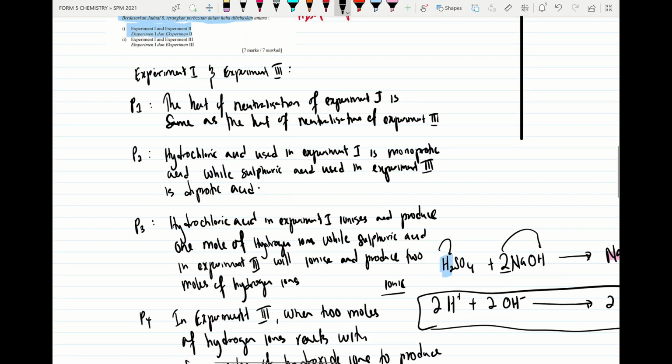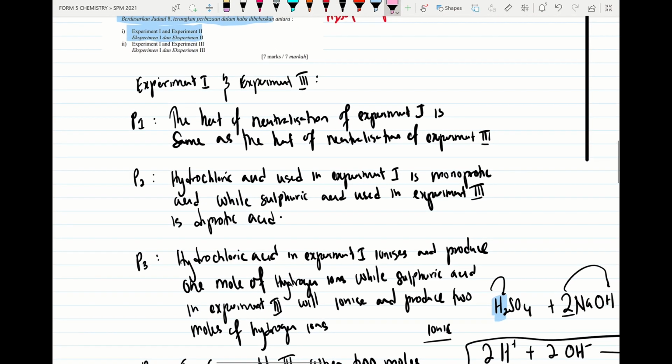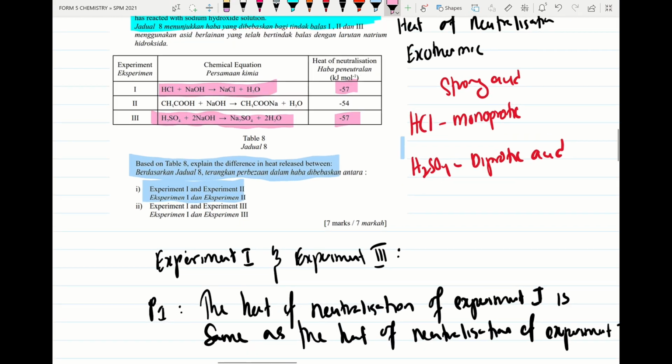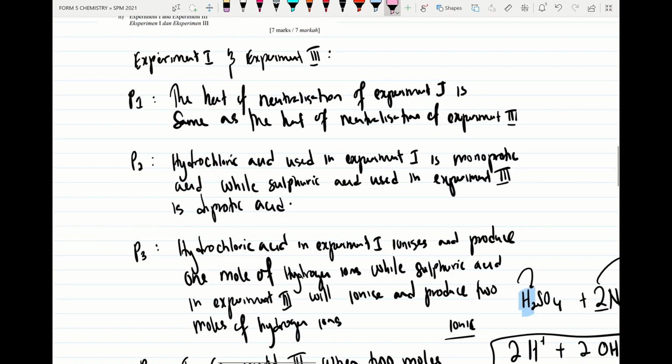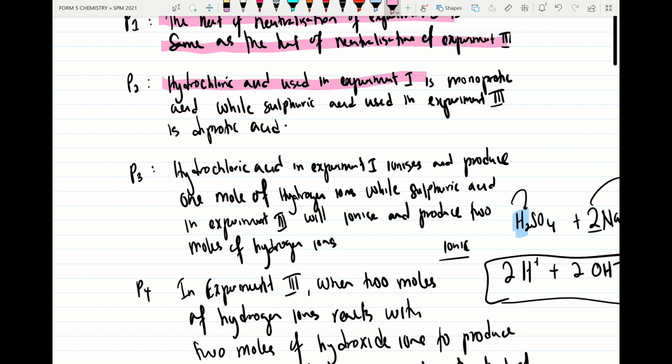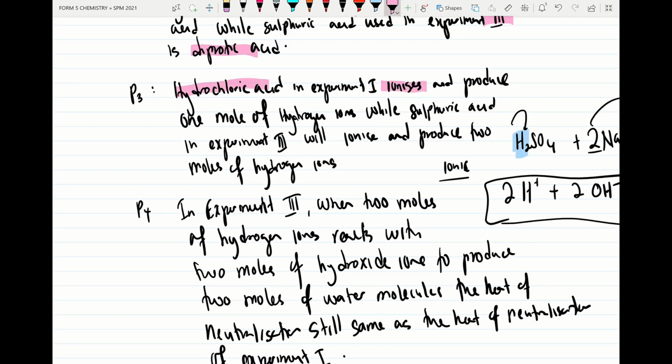So I go through again all the points that students must remember. First point: why is the heat of neutralization between experiment 1 and experiment 3 the same? The answer: the heat of neutralization of experiment 1 is the same as that of experiment 3. Why? Because hydrochloric acid used in experiment 1 is monoprotic acid, while sulfuric acid used in experiment 3 is diprotic acid. Hydrochloric acid ionizes to produce 1 mole of hydrogen ion, while sulfuric acid ionizes to produce 2 moles of hydrogen ion.